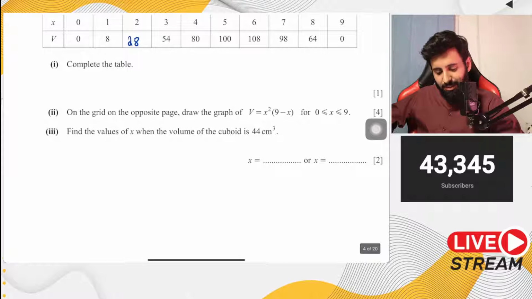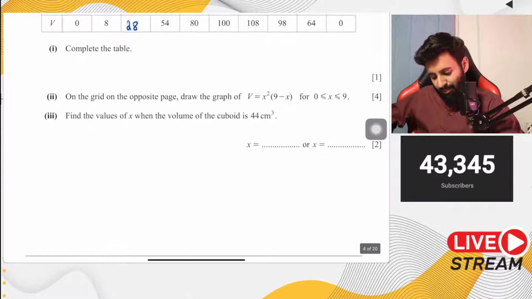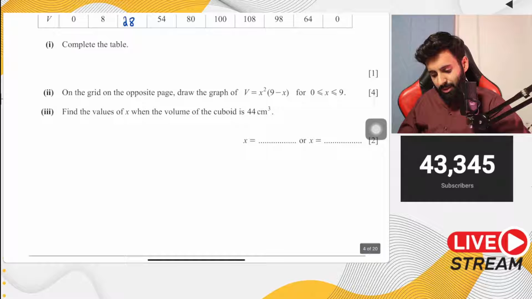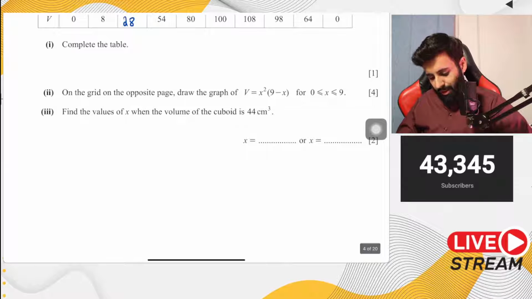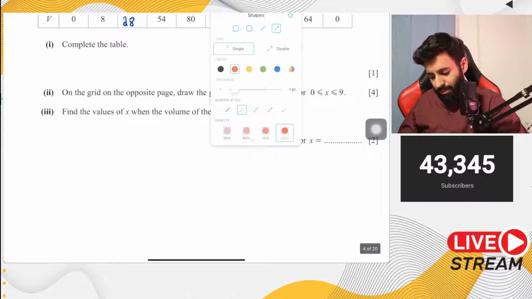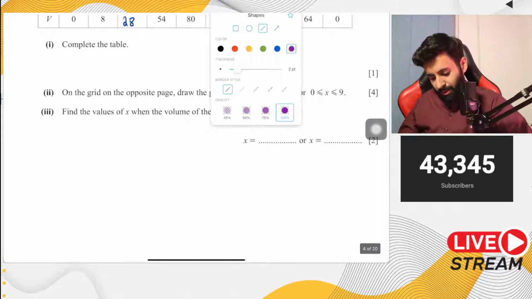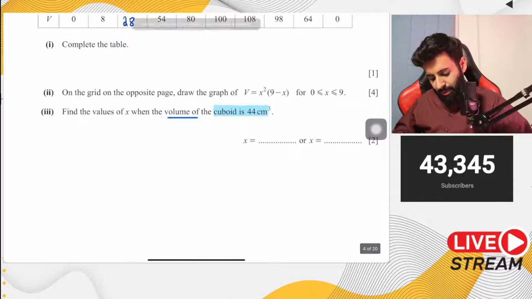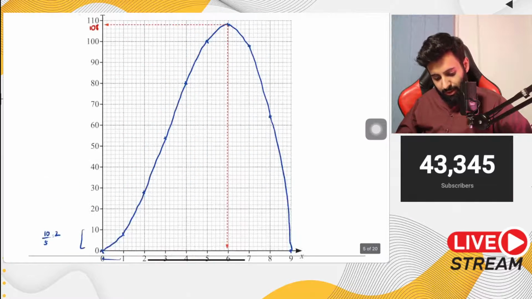The straight line at 44. Okay, yeah, you're right. I missed this part. So it says find the value of x when the volume of the cuboid is 44. Okay, so that's pretty easy. The volume is 44. So what are we going to do? We're going to make a straight line at 44. Okay, a horizontal line. Well, all lines are straight.